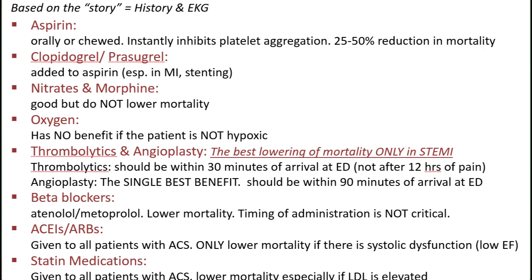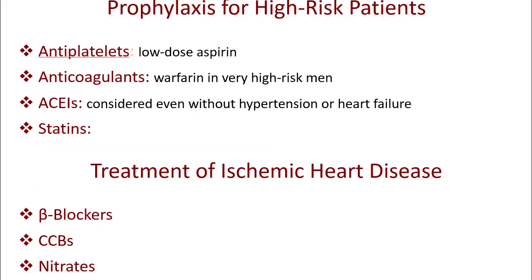And on the other hand, how can you dilate the coronaries a little bit? Maybe we can dilate them a little bit by using nitrates. So this is how we manage chronic ischemic heart disease. But first of all, how can we do prophylaxis for high-risk patients? Who are the high-risk patients?